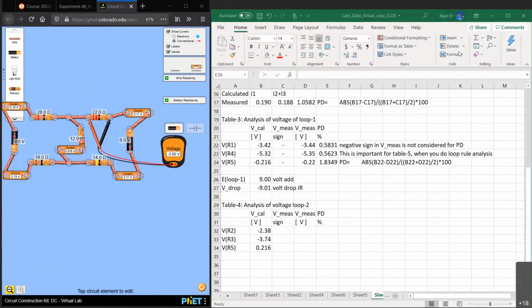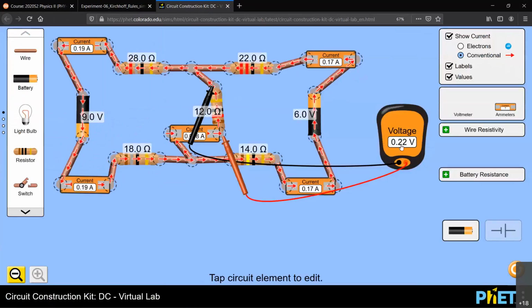That is across R3 with a minus sign, minus 3.8. Type here to show that it is a negative sign. And let me measure across the next resistor. When you measure that, remember, the positive probe should be in front, the negative probe behind. If you measure it correctly, now you can see it is positive 0.22.